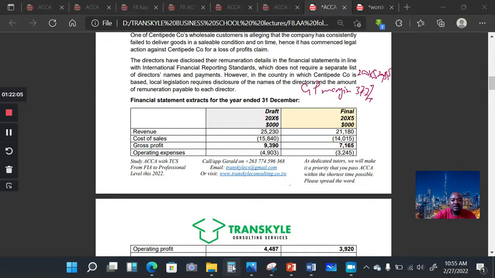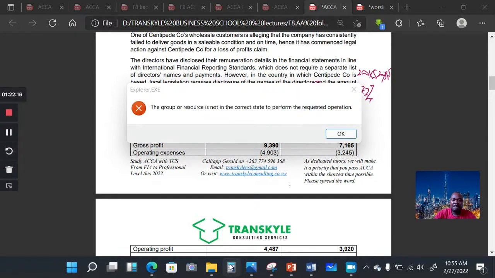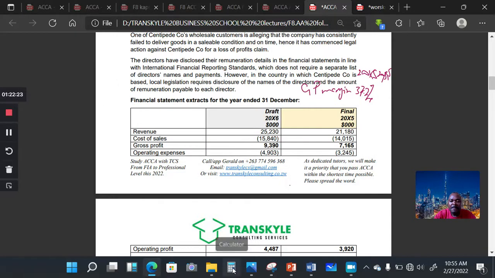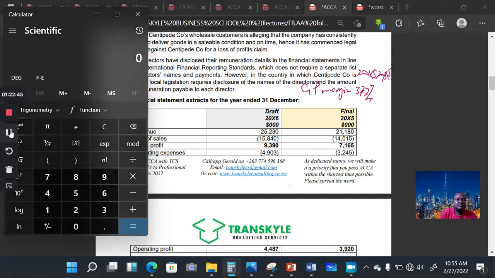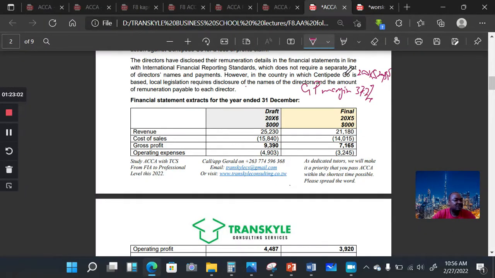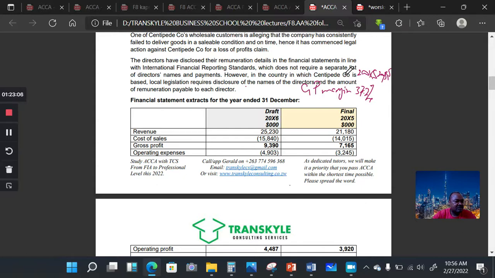I don't know what's going on with my calculator here. It's not responding again. For the purpose of our time, let me just try to use my phone here.